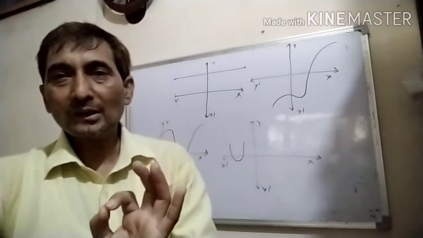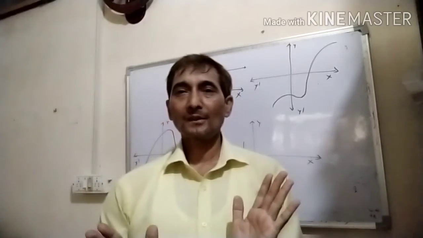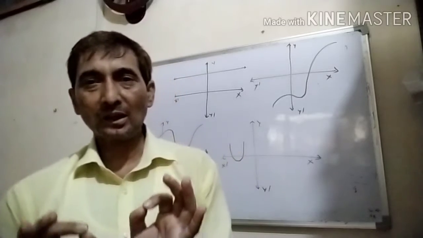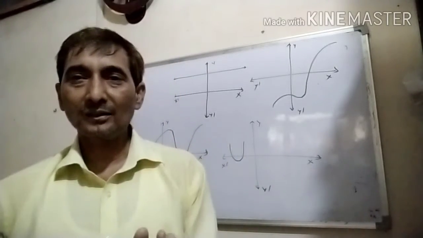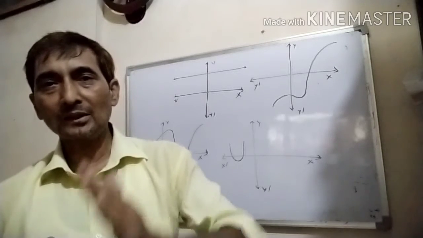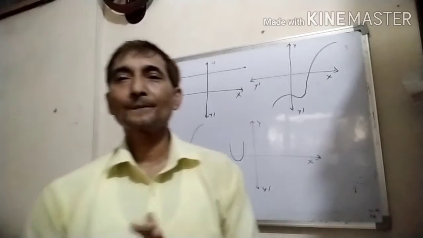A polynomial, number of the points on the x-axis. Clear? The number of points on the x-axis where the graphical representation of the polynomial cuts are the number of the zeros.